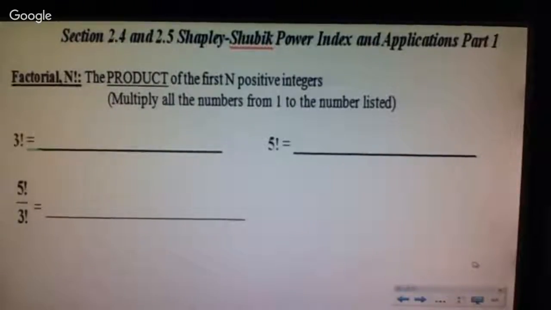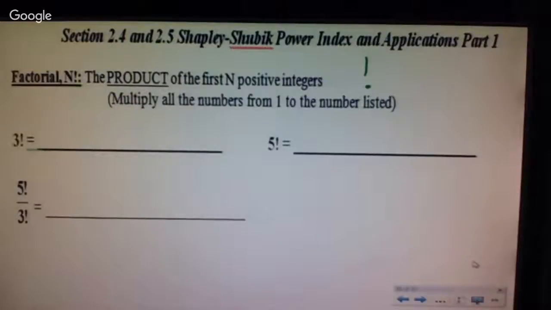Okay, before we can do the Shapley-Shubik power index, I need to first show you what factorial means. And we need to talk about factorial. Factorial in math is this lovely exclamation point. What that exclamation point means is the number that comes before it, we need to use that number and every number as we count down to 1 and multiply them together.